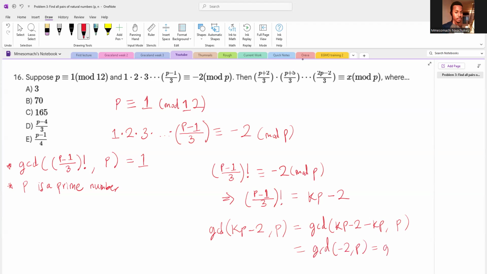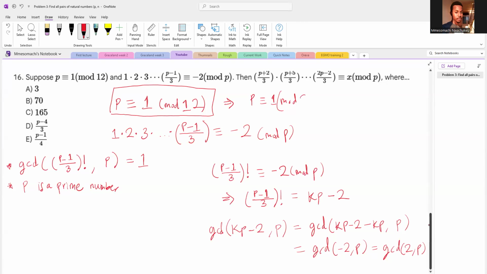So this equals the GCD of minus 2 and P, which is the GCD of 2 and P. The negative number doesn't really play any role in this. But now we have the GCD of 2 and P. What does this give us? We come back to the given statement that P is congruent to 1 mod 12. What does this imply? This implies that P is congruent to 1 mod 2, so P is relatively prime with 2. So the GCD of P and 2 is equal to 1. So I've proven the first statement.